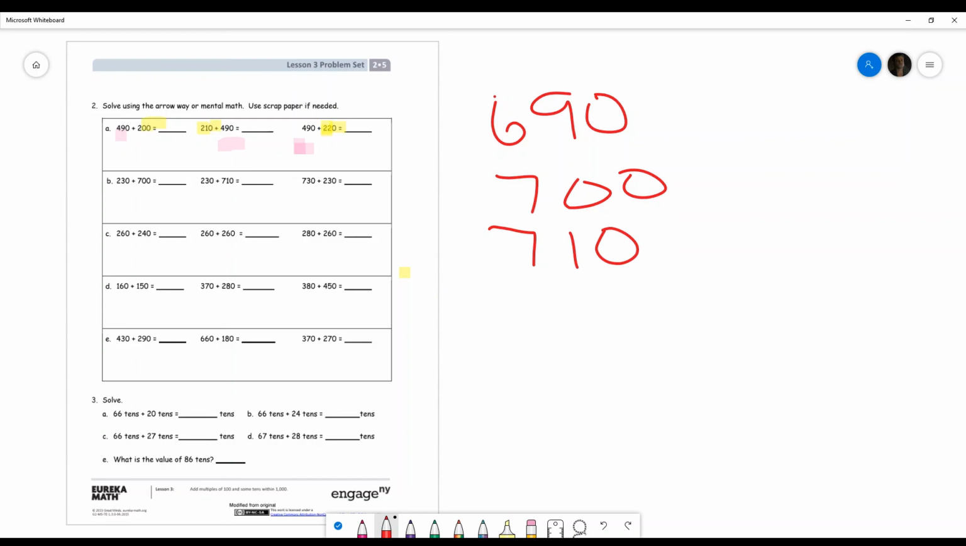Look at your problems, and you could quickly realize, oh, I'm just adding 10 here, and I'm just adding 10 more here. So you just add 10 to your answer of the last problem. Hopefully that made sense.